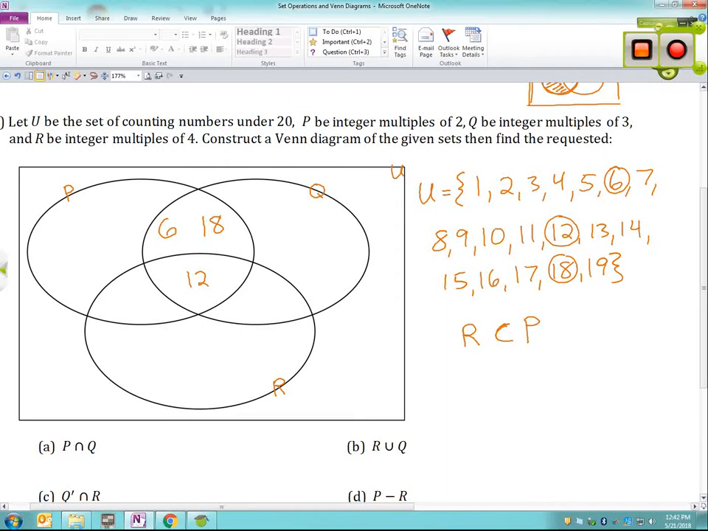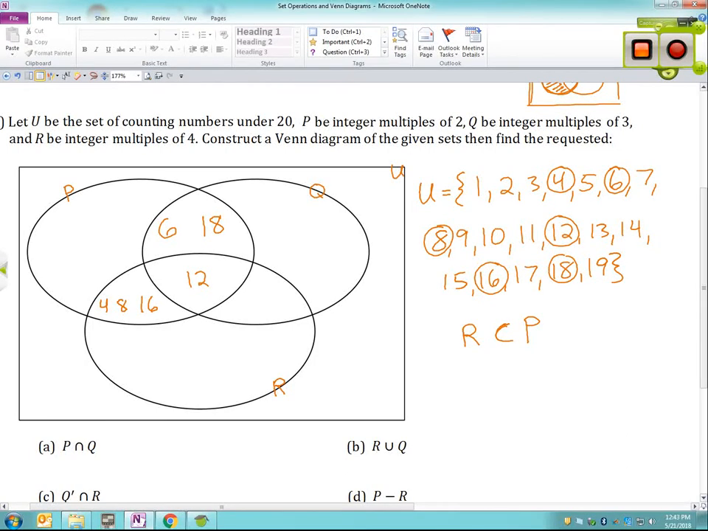Okay? So really, if I just look at all of the elements of R that I haven't already named, they're going to show up in the intersection between P and R. So that's going to be multiples of 4. So 4, 8, we already have 12, and then 16. So 4, 8, and 16 go in this overlap section between P and R.